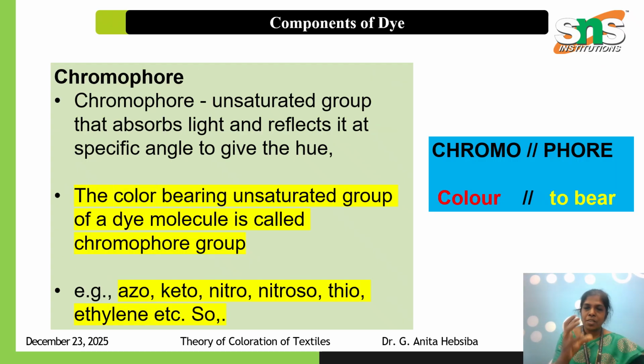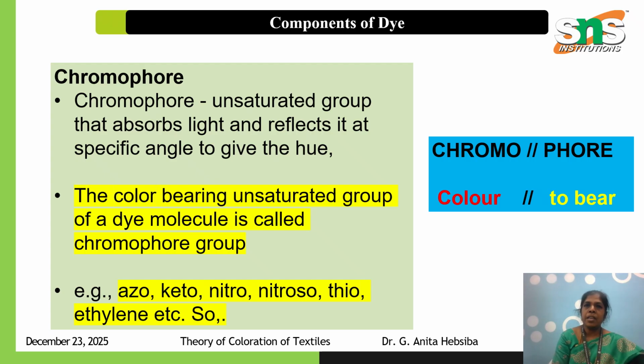So when you look into the structure of a dye, it has two important components. One is the chromophore and the other one is the oxochrome. Chromophore: chromo means color, phore means to bear. This chromophore is an unsaturated group that absorbs light and reflects it at a specific angle to give the hue, that is the respective color of the particular dye. So the color bearing unsaturated group of a dye molecule is called the chromophore group.